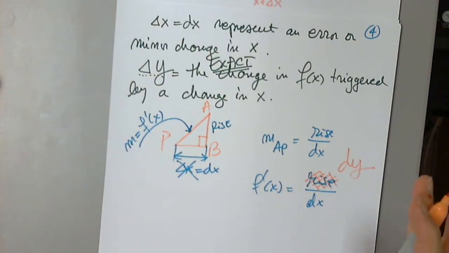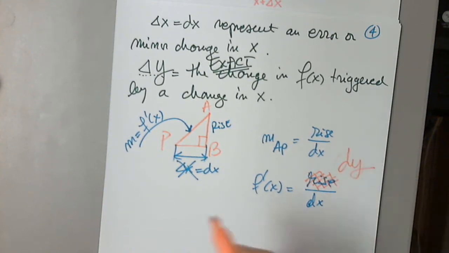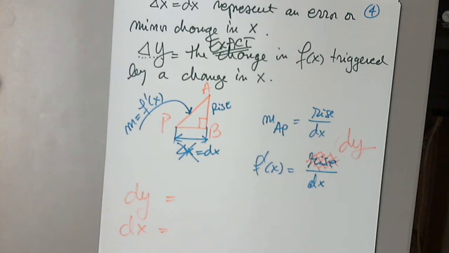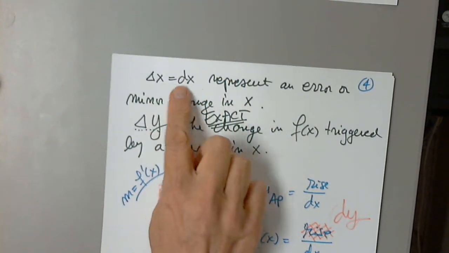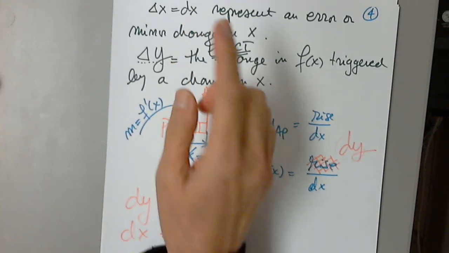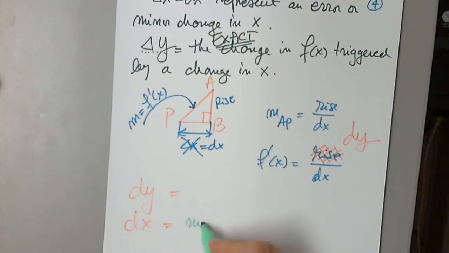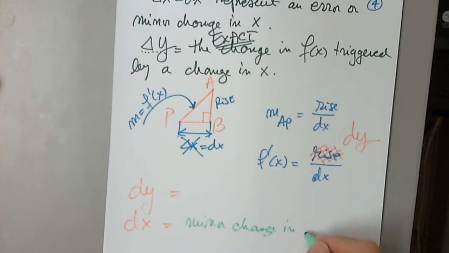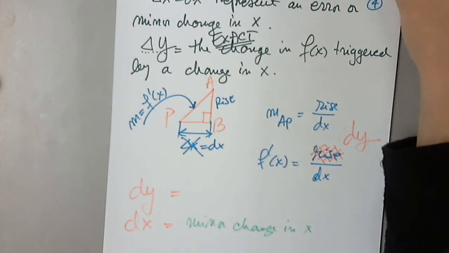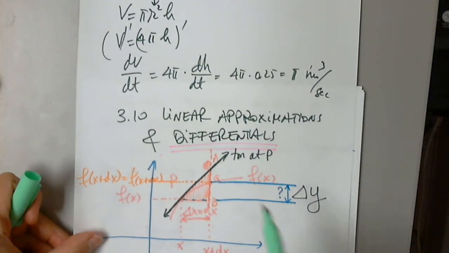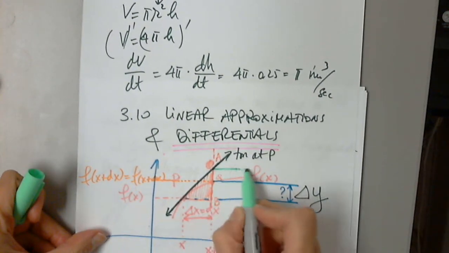So this is not just a notation by chance, but also dy and dx. dx, we know what it is. We just wrote it. I don't have to write it again. I'm just going to say minor change in x. But now I want to go back to our initial drawing because now I know what this is.